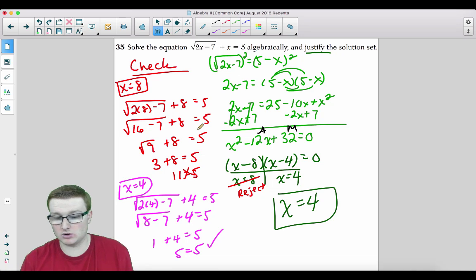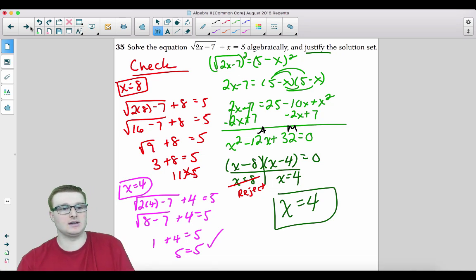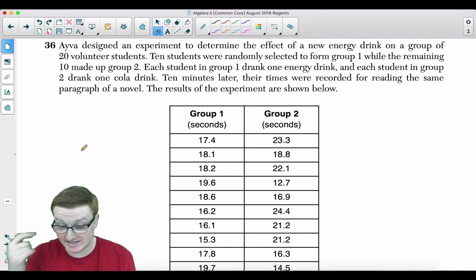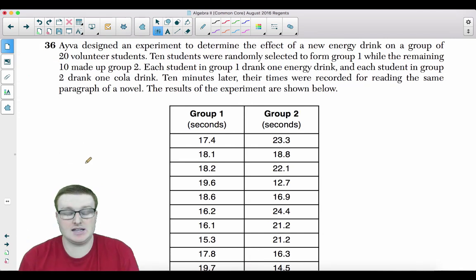All right, moving on. We're almost done with this exam. We've got another statistics question going on here. And this was a 2-pager statistics question. A lot of stuff here. Let's take it slow. Ava designed an experiment to determine the effect of a new energy drink on a group of 20 volunteer students. 10 students were randomly selected to form group 1, while the remaining 10 made up group 2. Each student in group 1 drank 1 energy drink, and each student in group 2 drank 1 cola drink.